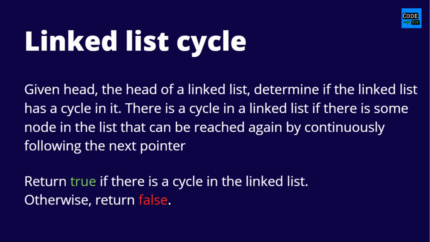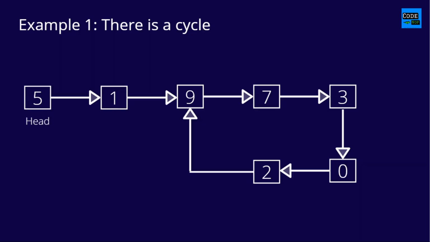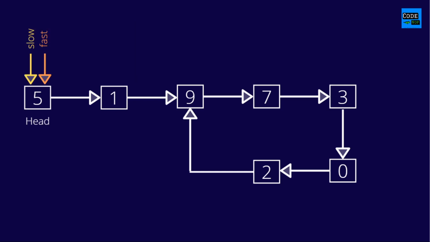Let's start with example 1. In this example the situation has a cycle. Here you can see what a cycle means: there is no end in the linked list. It starts with the head. What we're going to do is use two pointers. The first pointer will be called slow and the second pointer will be called fast.